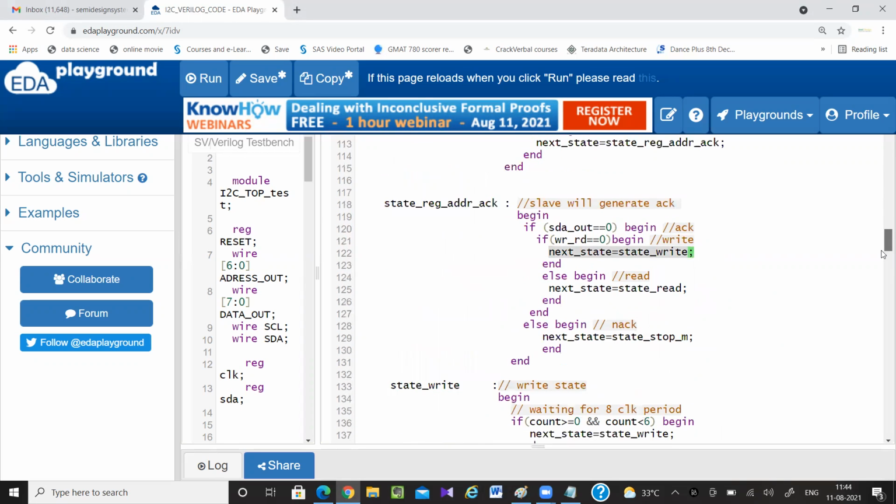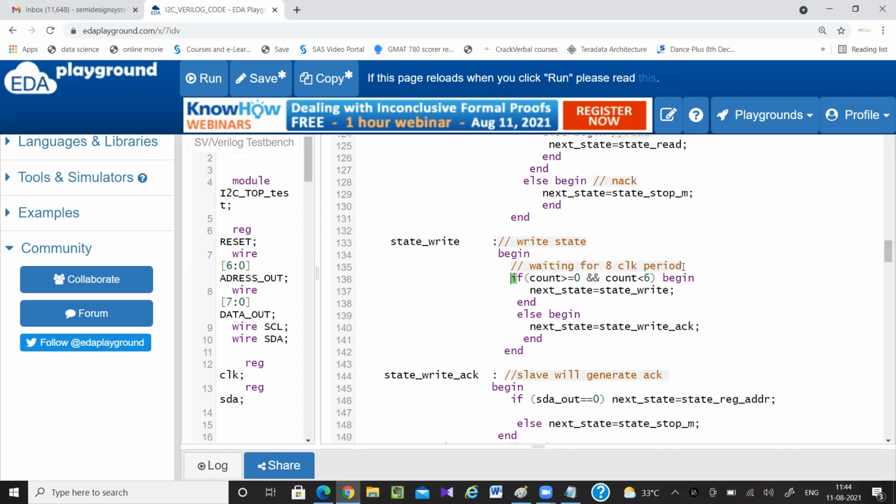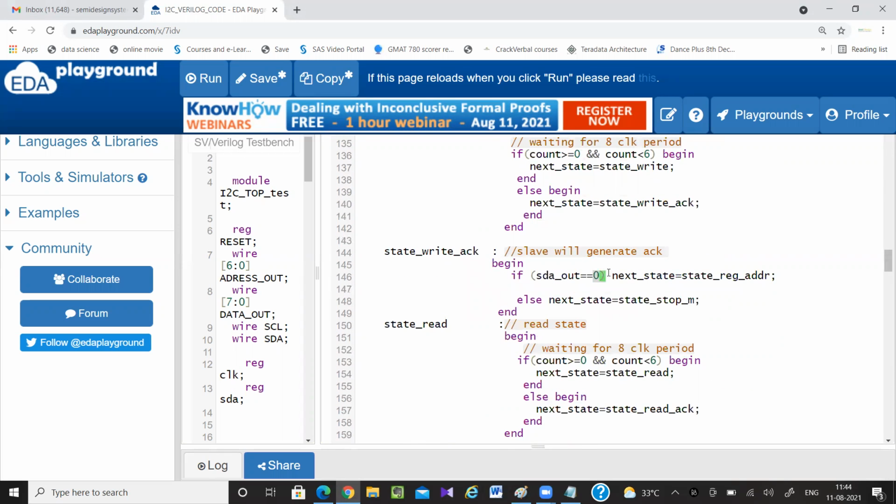So again in write state, similarly count for 8 clock cycles. In the 9th clock cycle go to acknowledgement state. In the acknowledgement state, if you are getting 0, then go to register address. That's up to you. Register address means I am going to start another transaction. If you don't want to start any transaction, you can go to idle state. So here I am doing repeated transactions. Like one address, one data, another address, another data, like this.